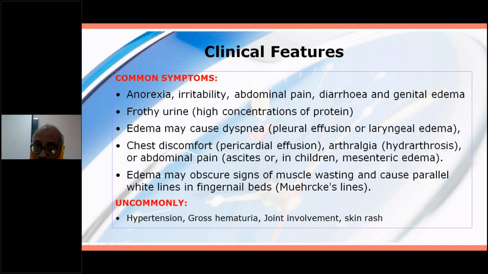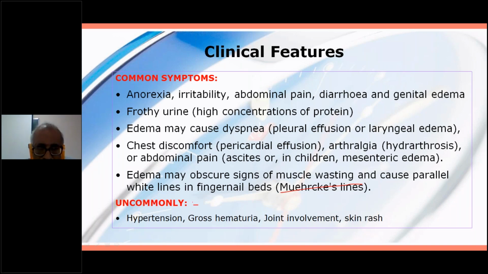Edema may obscure signs of muscle wasting. Usually, chronically, what is happening because of the hypoproteinemia? Your muscles are using this protein. But even then, you may not see the malnutrition because of the edema. And there may be what are called Muehrcke's lines, the whitish horizontal lines on the fingernails. So these are the common features you come across.